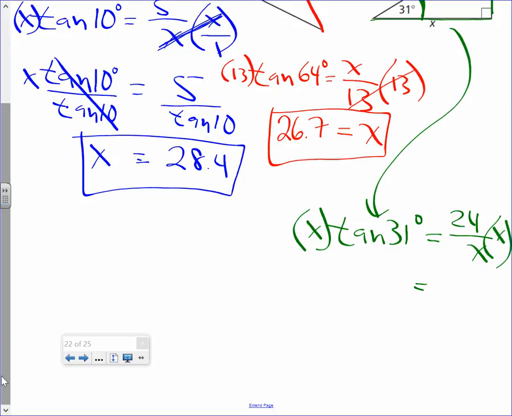Equals, so here we go. So x over 1, these x's cancel out. I got 24 on the right side. On the left side, I have x times the tangent of 31.